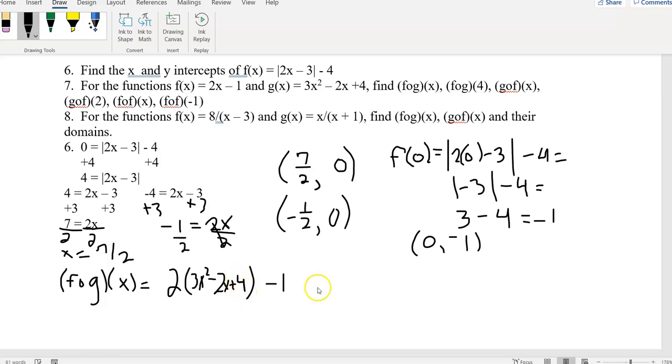And now let's just clean this up. Let's distribute the 2 through the parentheses, and then we'll add any like terms. So we'll have 6x squared minus 4x plus 8 minus 1. And then I can add these two together. So my final answer is 6x squared minus 4x plus 7.